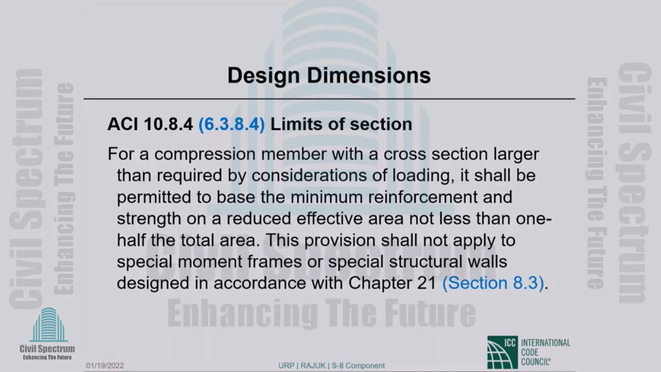Now you don't have to provide 1% of 200 square inches. You can provide 1% of 100 square inches, the area that is required to carry the loads, not the area that you have provided. However, you cannot go below half a percent of the area that you have provided. Okay? So if instead of 100 square inches, you had provided 300 square inches of area, your minimum reinforcement would be 1% of 150 square inches. Okay, are you with me?